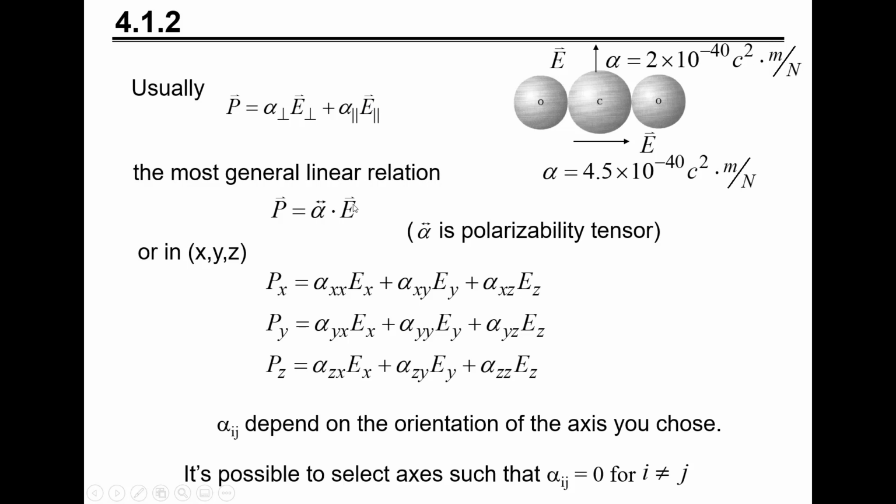Now for a completely asymmetrical molecule, so carbon dioxide is symmetrical, okay? But for a completely asymmetrical molecule, this equation, P is equal to alpha times E, will be replaced by this most general linear relationship. So we have this one, P sub x, P sub y, and P sub z.